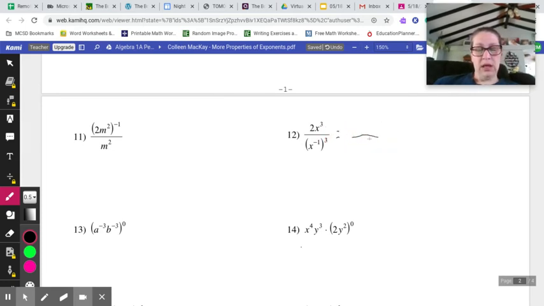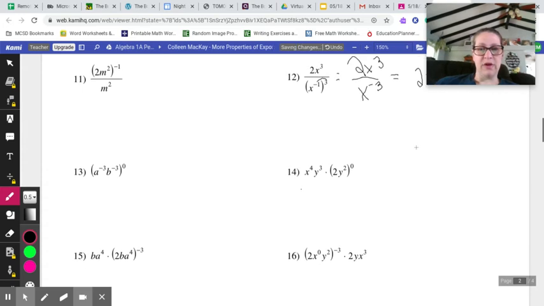Okay. So I can't do anything with the top right now. I need to multiply on the bottom first, and everything is raised to the third power. So that means I'm going to multiply. So x times negative 1, 3 times negative 1 is negative 3. Okay. And when I divide, I subtract. So I have 3 minus negative 3, which when you have two of the same signs, it means to add. So 3 and 3 is 6. Okay, and that's done for number 12.